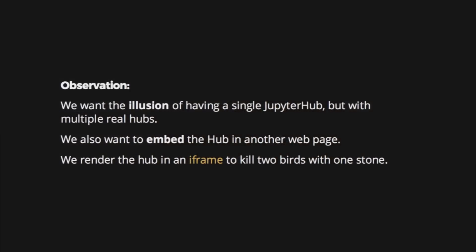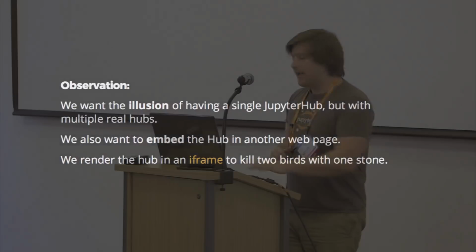So at Quantopian, we didn't want to just have a single JupyterHub. We wanted to be able to scale robustly and have hubs go away without that causing failure. But we wanted to present the illusion of only having a single server. So I said I want the illusion of having a single hub, but with multiple real hubs. Another thing we wanted to do was be able to embed the hub in an existing web page. We can solve two birds with one stone by putting the hub in an iframe and having a system in our front end for deciding which hub to route a given user to.